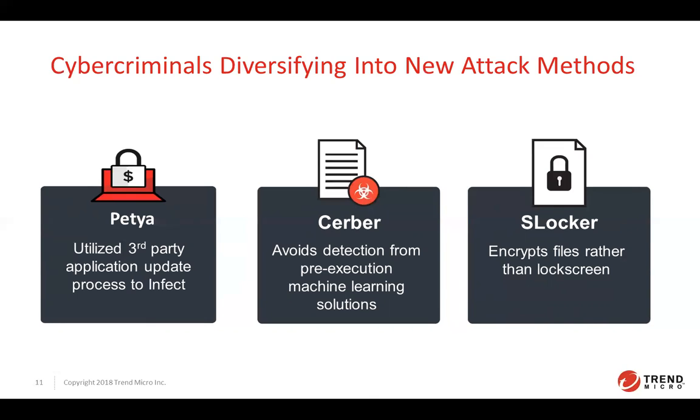Cerber, for example, added avoiding detection of pre-execution machine learning. So they're constantly looking at how the security vendors are detecting my malware, and can I write obfuscation techniques into it? We know that machine learning has been built a lot now to detect malware. Well, they're starting to write evasion technology into their code to evade pre-execution machine learning. And then SLocker, which is a mobile one that encrypted files rather than locking the screen on the mobile device. So again, moving to the mobile platform.